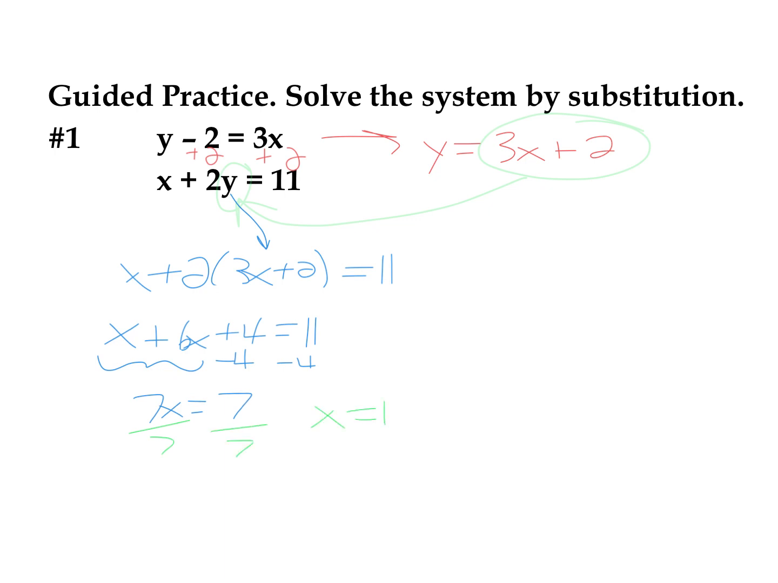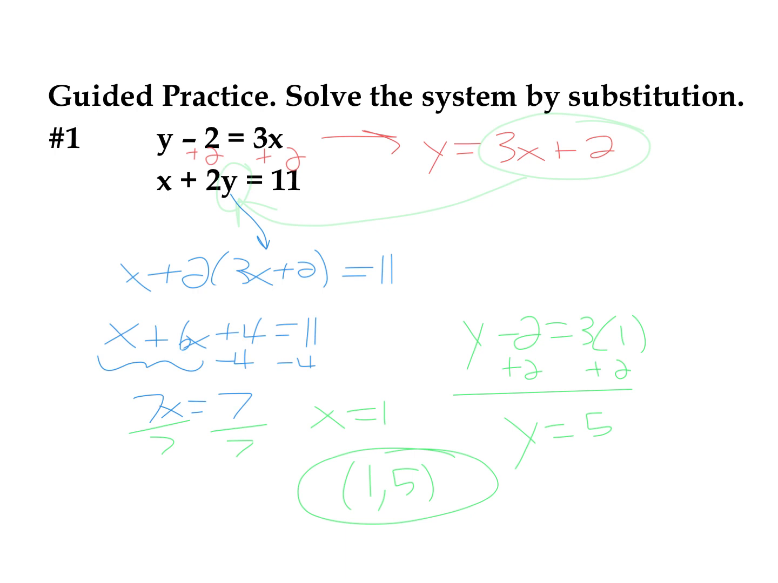Now that I know that x is equal to 1, I can go back and plug that into either of these equations I'd like to. I'm just going to take the first one: y minus 2 equals 3 times 1. I replace the x with a 1. So I add 2 to both sides here, and 3 plus 2, because 3 times 1 is 3, is y equals 5. So my solution will be 1, 5. It's an x, y ordered pair that's a solution for that system of equations.